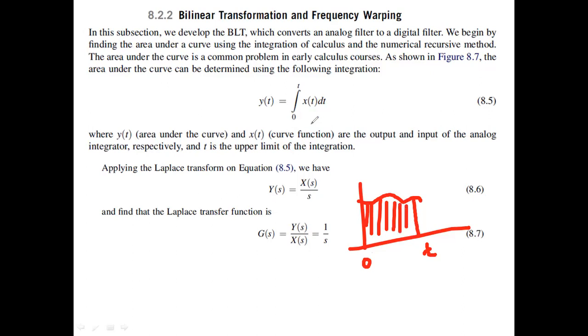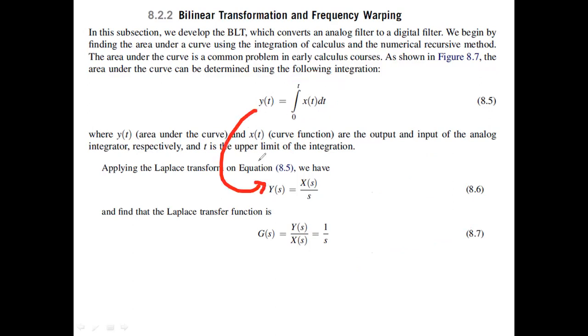So if I integrate from 0 to t, some wave x of t, I get the area under the curve, right? Cool. So 0 to t x of t dt. That is integration. And how do you do integration, by the way? Let us take the Laplace transform: y of t becomes y of s, x of t becomes x of s. Integration is 1 by s. Remember, differentiation is multiplication by s. Integration is 1 by s.